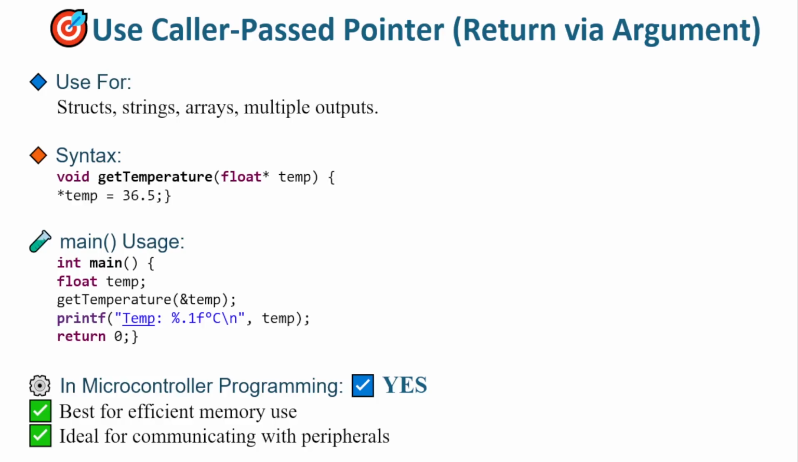In short, call by pointer is a professional and safe approach when dealing with a more advanced C program, especially in embedded systems and microcontrollers.